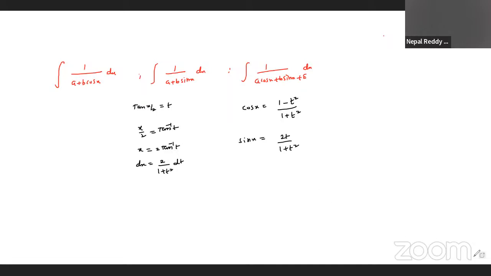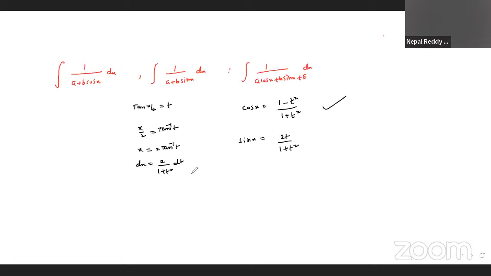Suppose you have the question integral 1 divided by 5 plus 4 cos x dx. This is the question. By the working rule, you have to write tan x by 2 equal to t, cos x as 1 minus t square by 1 plus t square, and dx as 2 dt divided by 1 plus t square, and the substitution tan x by 2 equal to t.